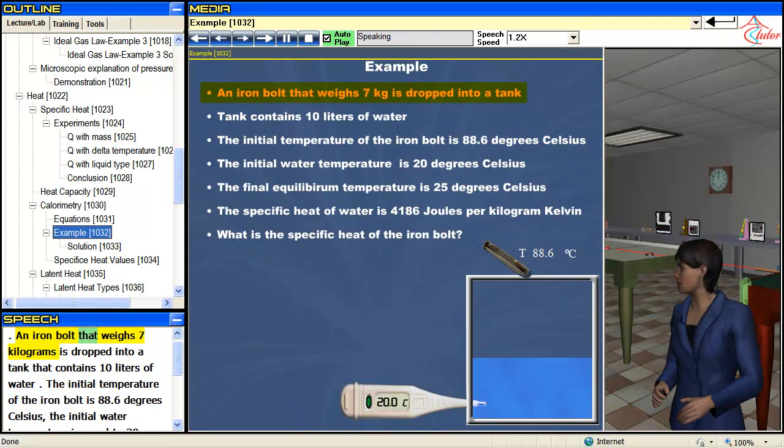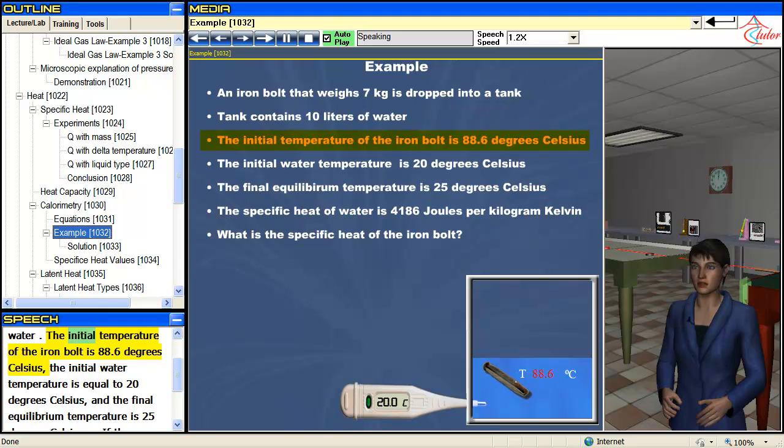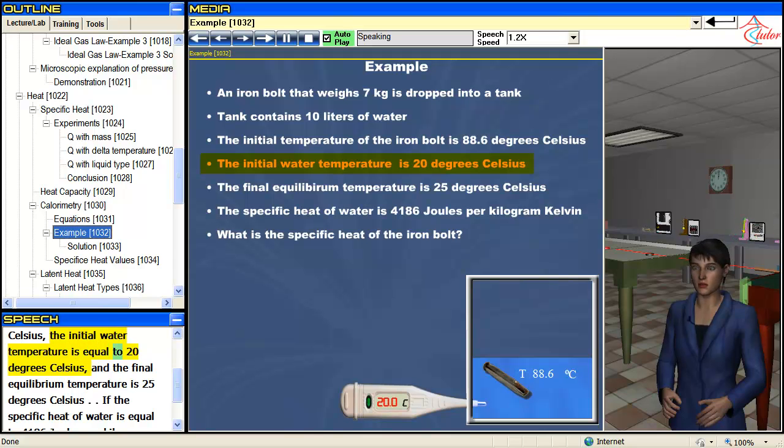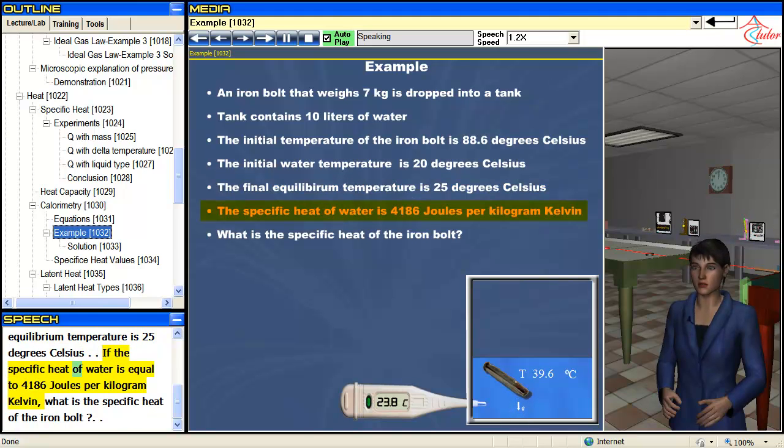An iron bolt that weighs 7 kilograms is dropped into a tank that contains 10 liters of water. The initial temperature of the iron bolt is 88.6 degrees Celsius, the initial water temperature is equal to 20 degrees Celsius, and the final equilibrium temperature is 25 degrees Celsius. If the specific heat of water is equal to 4186 joules per kilogram Kelvin, what is the specific heat of the iron bolt?